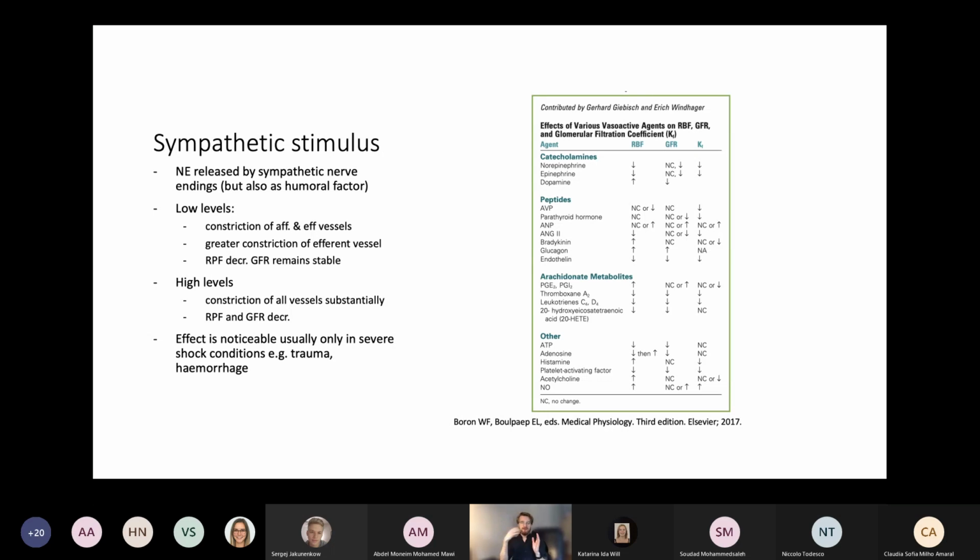The sympathetic stimulus is important at high levels, which occur during strenuous exercise or in shock. At that level of high sympathetic stimulus, all vessels will contract substantially, and both renal plasma flow and glomerular filtration will decrease.